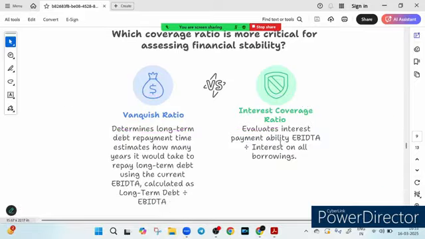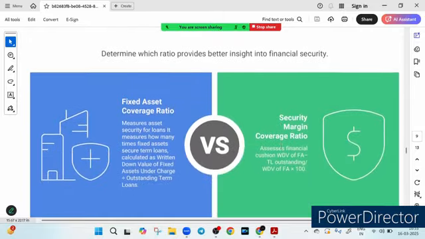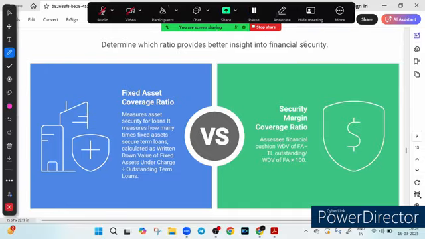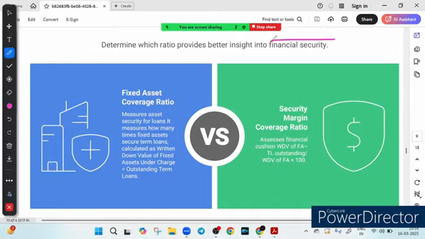So tell me, which ratio do you think is more important for financial stability? Is it leverage ratio or is it interest coverage ratio? Now let's talk about the next kind of ratio. We have fixed asset coverage ratio and security margin coverage ratio. When assessing a company's financial security, the key point is financial security. So while assessing financial security, two coverage ratios come into play.